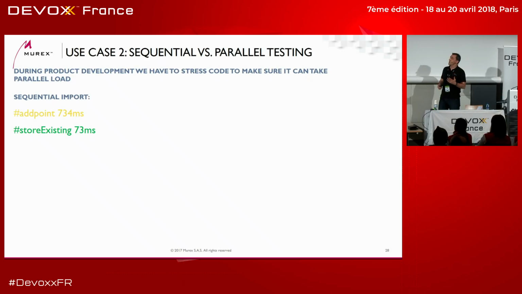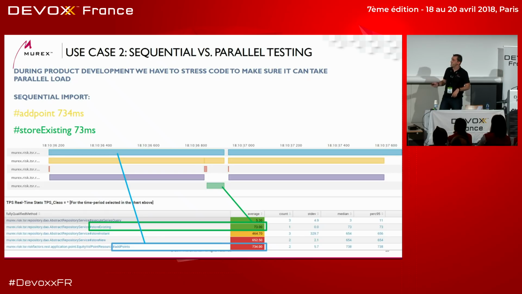So let's give another example, sequential versus parallel testing. I go to product development, and I say, hey guys, we need to do a test of an import. And they say, okay. So the sequential import is 700 milliseconds, and the store existing, which is sending it to the database, okay? That's 73 milliseconds. And it looks something like that, okay? So we can see the big line, it takes 73 milliseconds. You go right down to the millisecond analysis here, and you go, okay, fine.